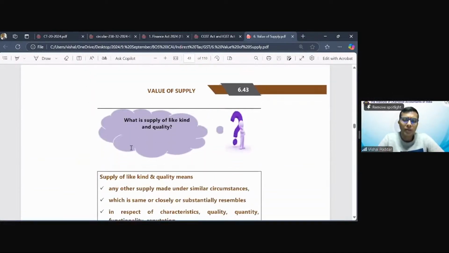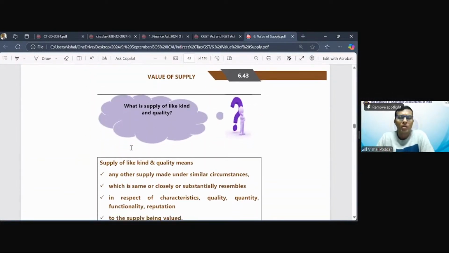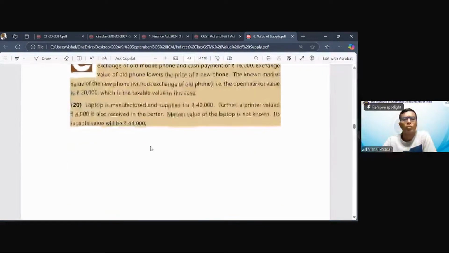This is rule 27. Rule 27 is applicable where there is no consideration, which is schedule one, first entry of schedule one. And two, it is applicable whenever there is barter or exchange where somebody has given the same thing in return. Same thing means they have also given something in return instead of giving you money.